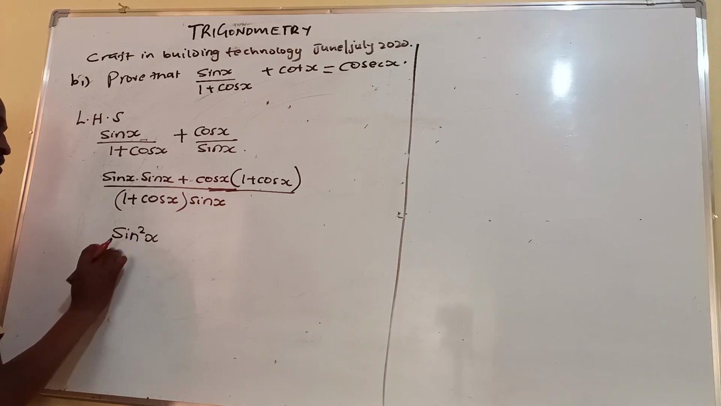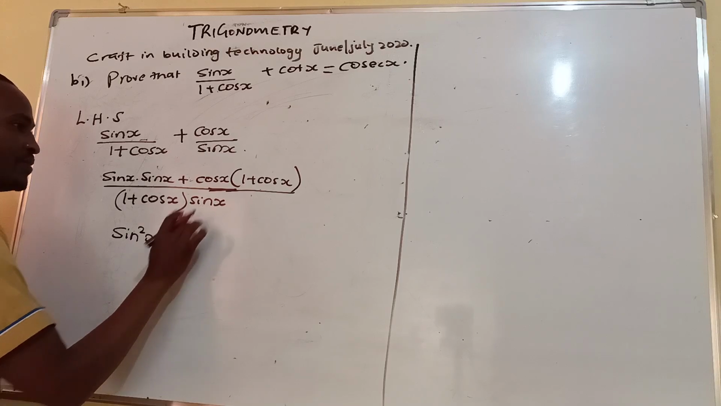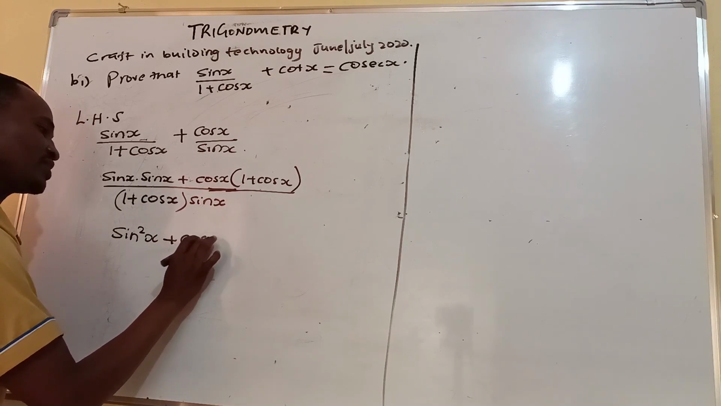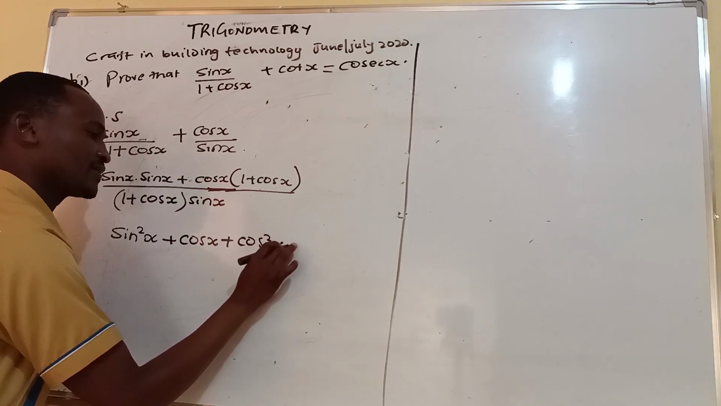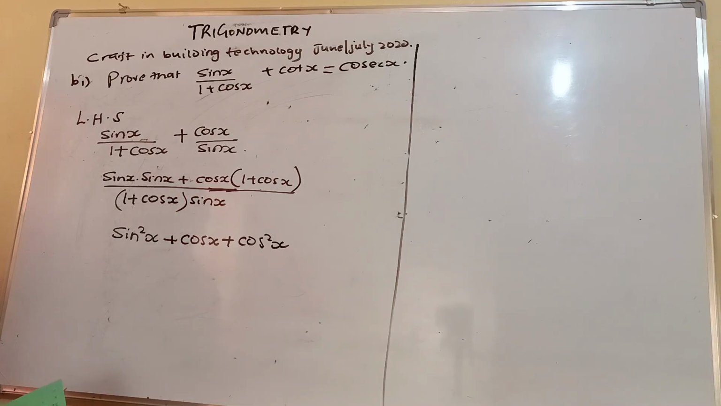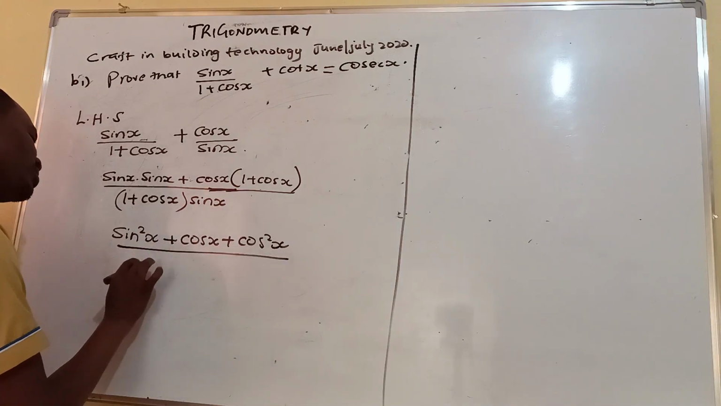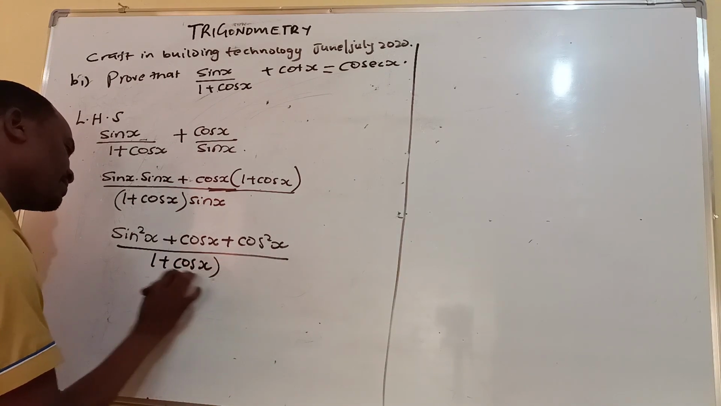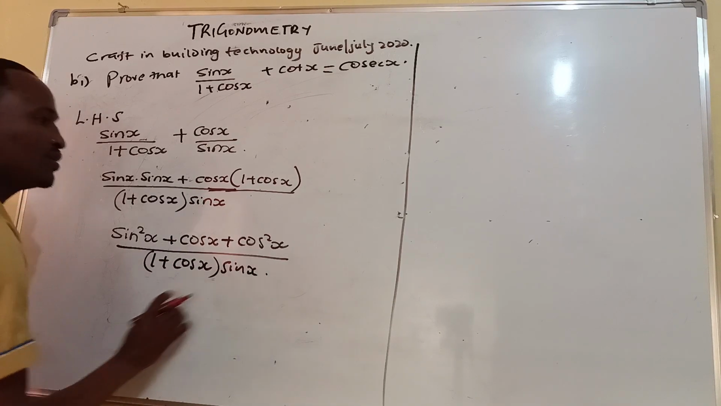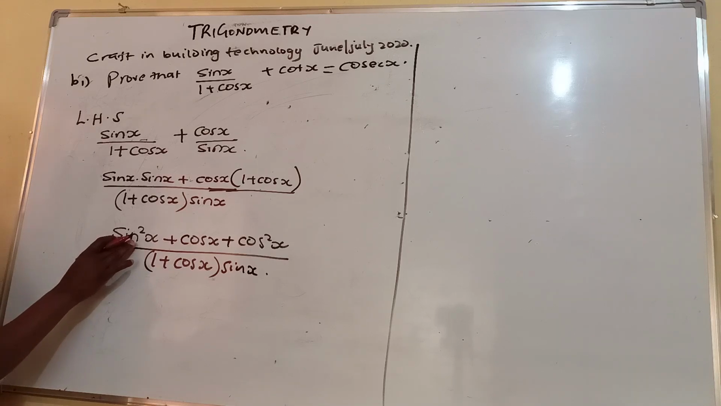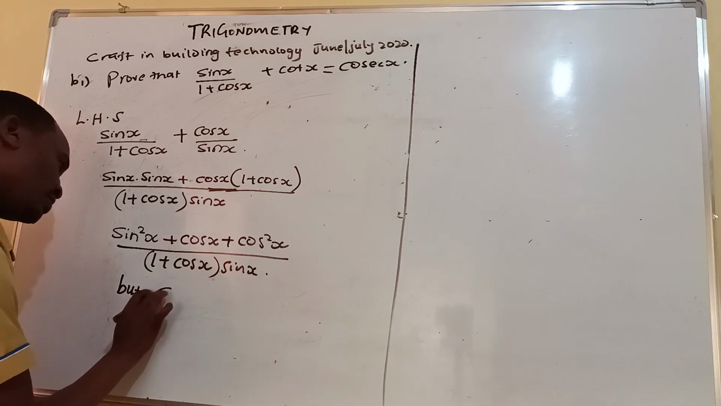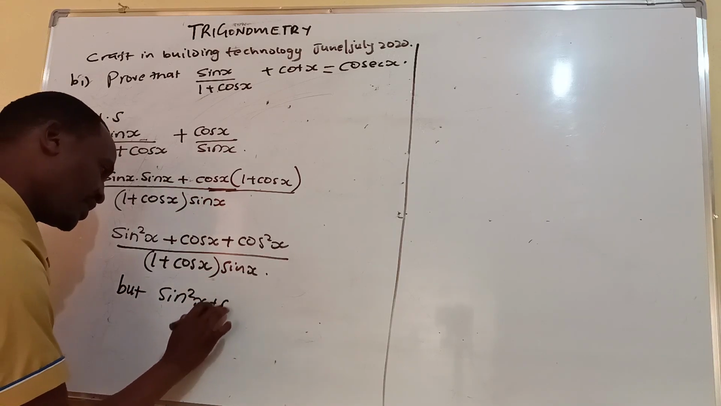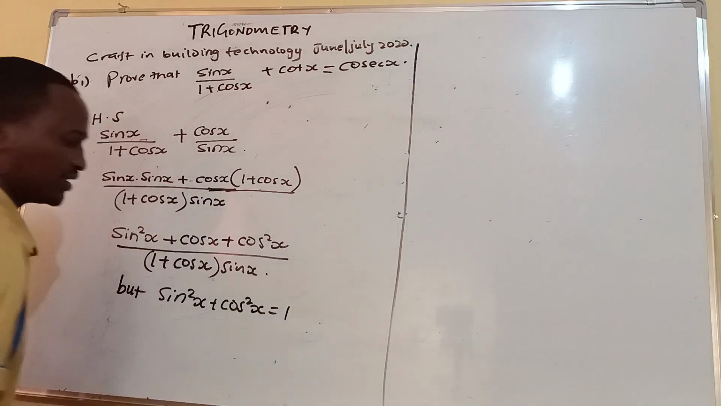sin squared x plus, open the bracket, cosine of x plus cos squared x. Now if we divide through with 1 plus cos x times sin x, we know, using the fundamental trigonometric identity, that sin squared x plus cos squared x is equal to 1.